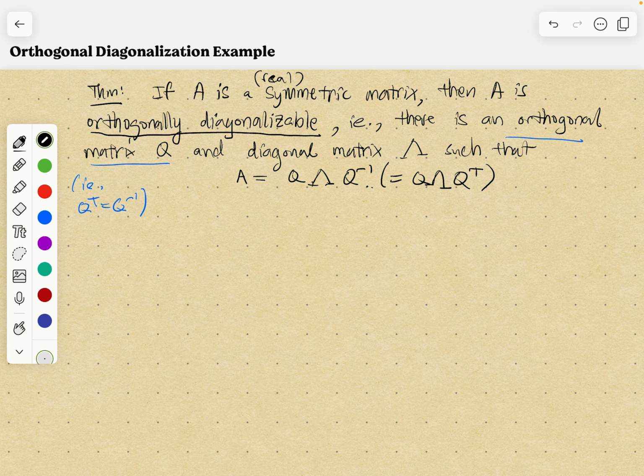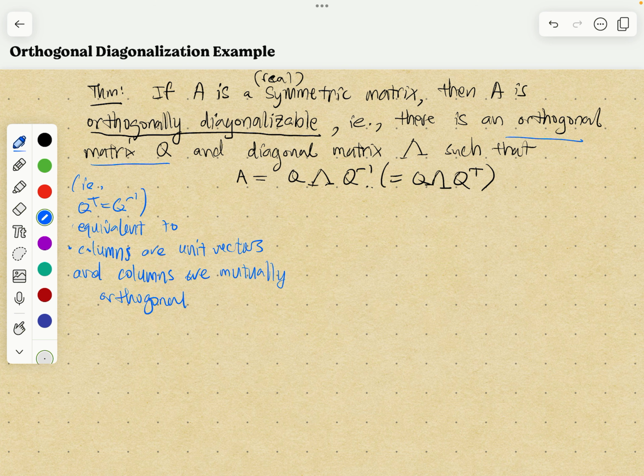Maybe before going on, I should mention that being an orthogonal matrix is equivalent to the columns being unit vectors and the columns being mutually orthogonal. Okay, so this condition.